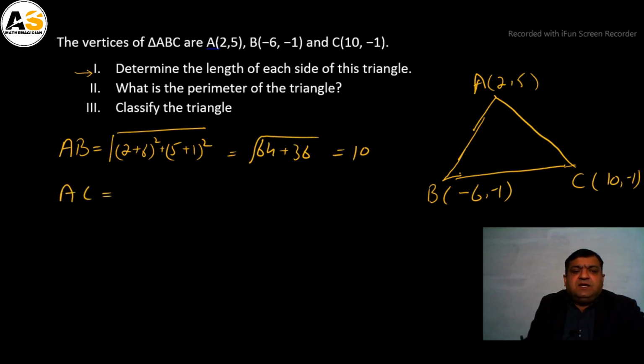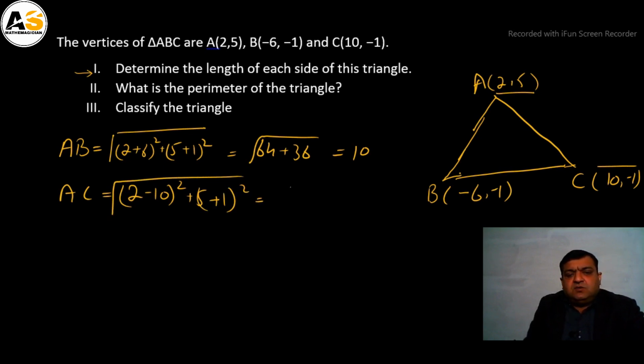AC distance will be, now I will use these two points. This is point A, this is point C. In this case, this is x1, this is y1, this is x2, and this is y2. So AC distance will be the square root of (x1 minus x2) square plus (y1 minus y2) square, here y1 minus minus 1 will make it plus 1 square. 2 minus 10, minus 8 square is 64, plus 5 plus 1, 6 square is 36. Again, this is 10 units.